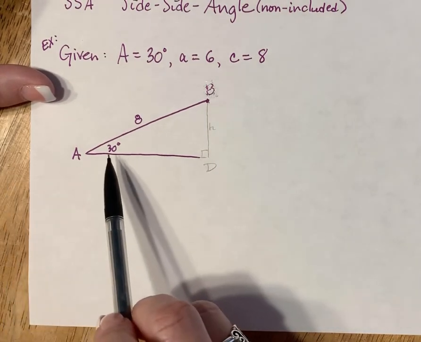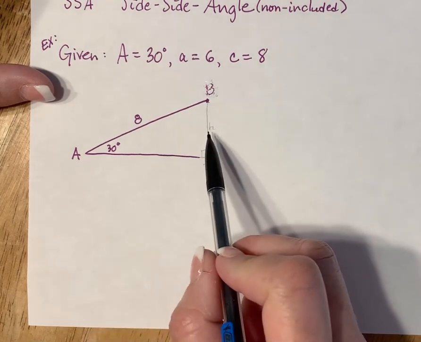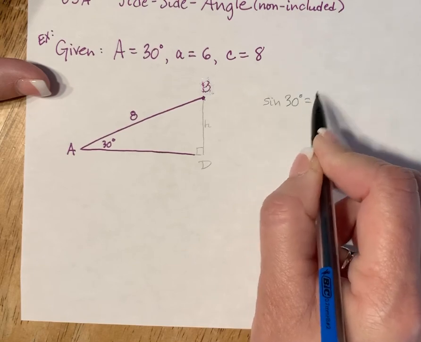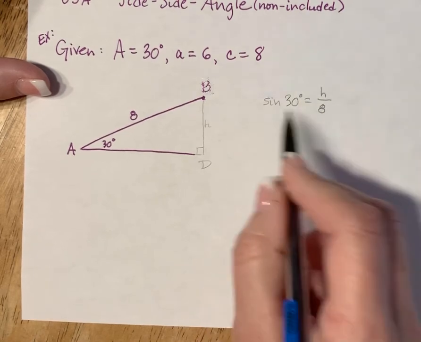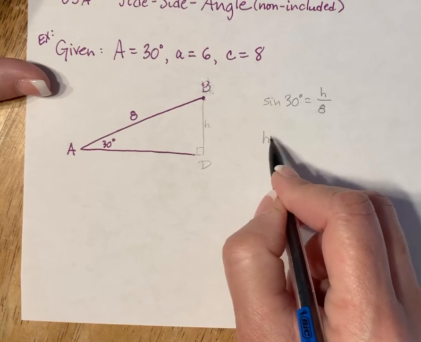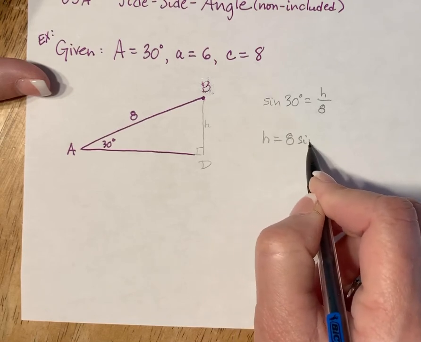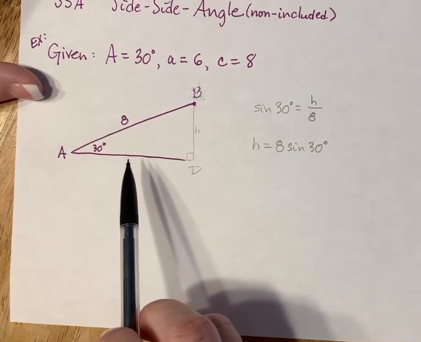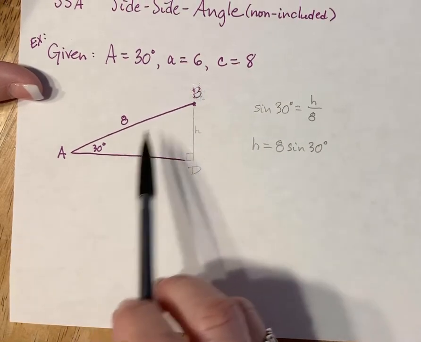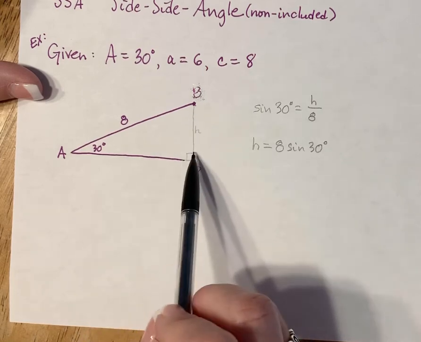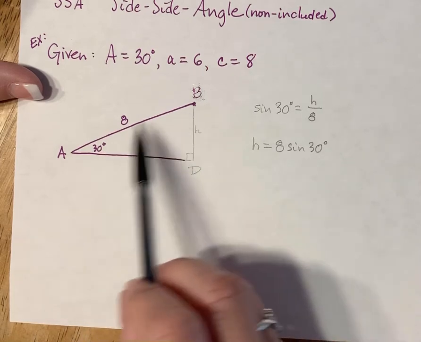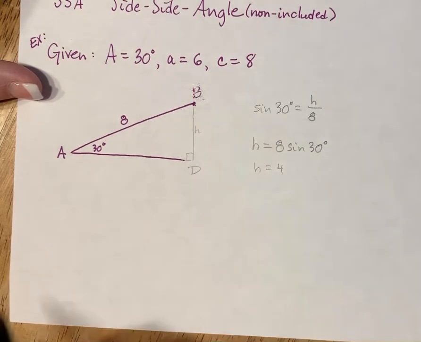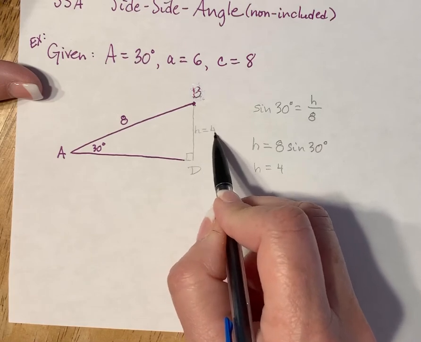Now, you could use the sine of 30 degrees is equal to the opposite over the hypotenuse. Sine of 30 degrees is equal to h divided by 8, and solve that and get that h is going to be 8 times the sine of 30 degrees. You can also use formulas that you know about 30-60-90 triangles and figure out that this is the short leg and it is half of the hypotenuse. However you do it, h works out to be 4. So the height of this triangle would be 4.